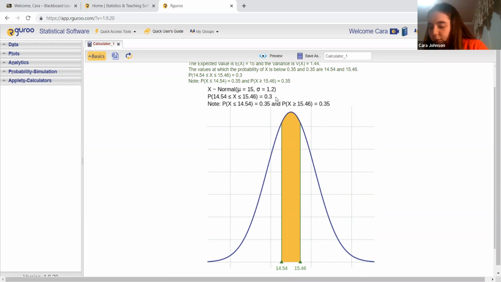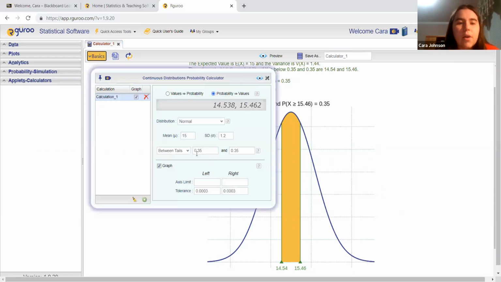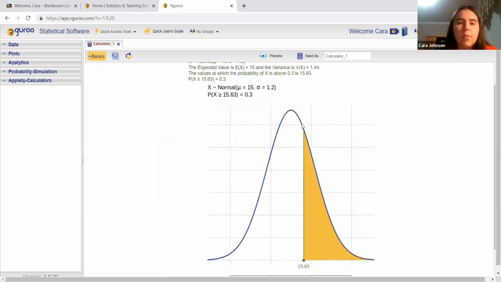And then the last part, find the height of a flower that is shorter than 30% of the flowers. That means we have 30% above it. It says 30% of the flowers are taller than it. So we're going to put an upper tail of 0.3, hit the eyeball, and there we go. We get 15.63 centimeters. And that's it for that example. We're going to do 2 more examples.